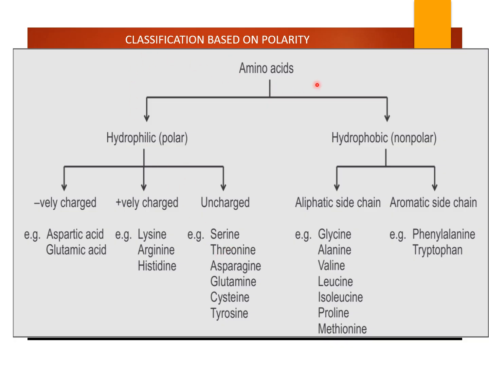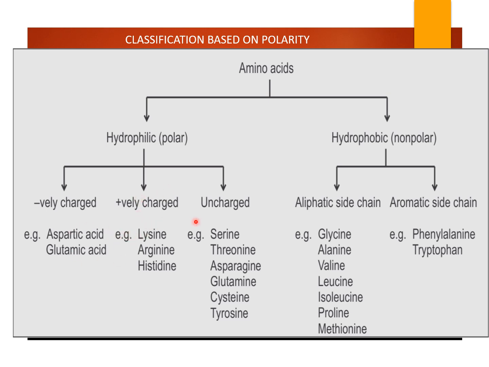So this is the classification based on polarity. Amino acids have been classified into hydrophilic, that is polar, and non-polar categories. In the polar category, they can be negatively charged, positively charged, or uncharged. Negatively charged are aspartic acid and glutamic acid. If you remember the structure, in aspartic and glutamic acid, in the side chain there is a carboxylic group, and once this carboxylic group loses its hydrogen, it becomes negatively charged.